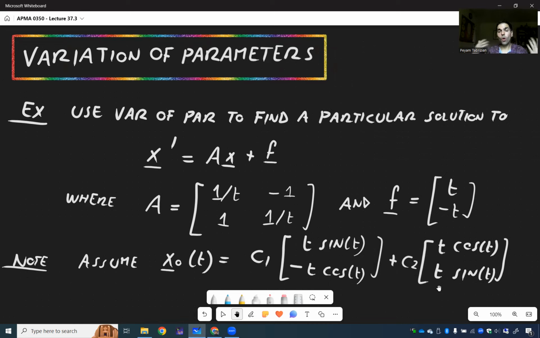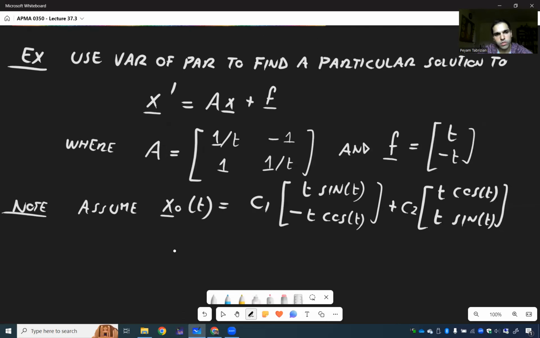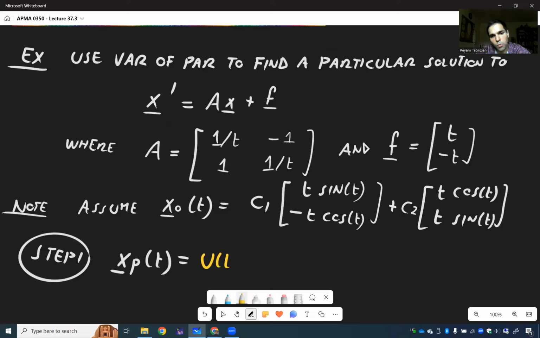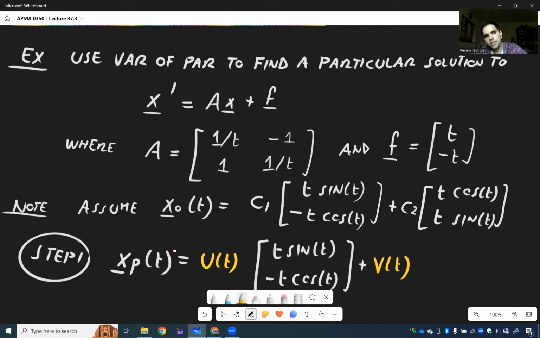The cool thing is, once you have the homogeneous solution, which we have now, the rest is just applying the variation of parameters method. So step 1. Again, what does variation of parameters assume? It says the particular solution is the same form as the homogeneous solution, except the coefficients are functions here. So u of t times (t sin t, -t cos t), plus v of t times (t cos t, t sin t).